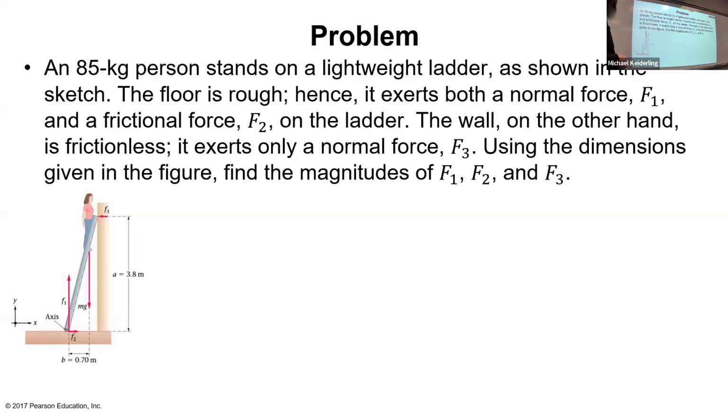So, the weight of the person, this is suggesting you use this axis at the bottom. The person is 0.7 meters from the bottom of the ladder horizontally. The top of the ladder is 3.8 meters vertically. I would use the axis where you have F1 and F2, so they will both cancel out. I'll give you a couple of minutes to work on this.